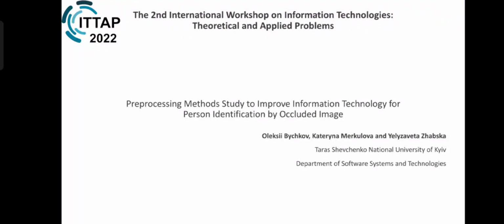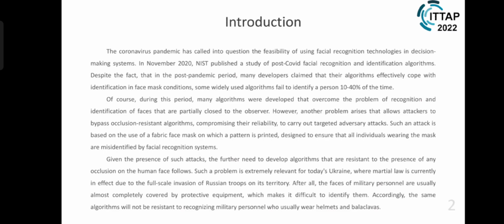Dear colleagues, for your attention, we present the research of Taras Shevchenko National University of Kyiv on the subject of a pre-processing method study to improve information technology for person identification by occluded image. The coronavirus pandemic has become a challenging issue for face recognition and identification technologies. Most algorithms failed because of the presence of medical masks on the faces.